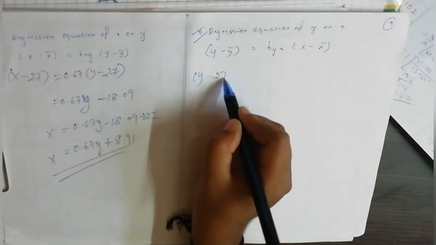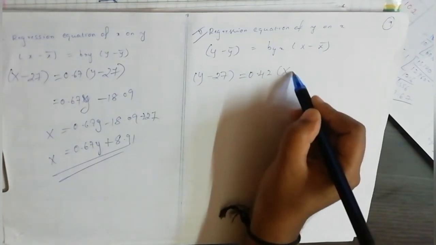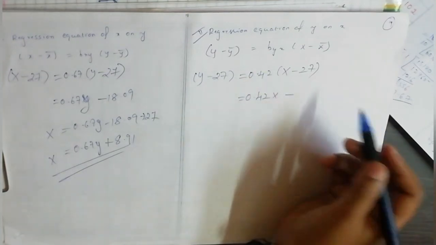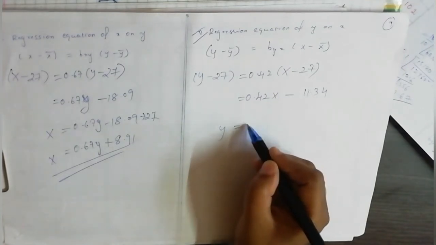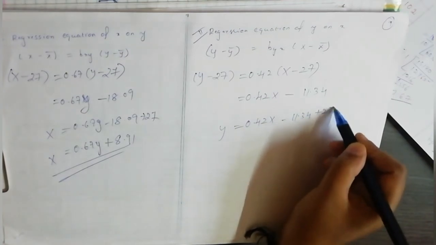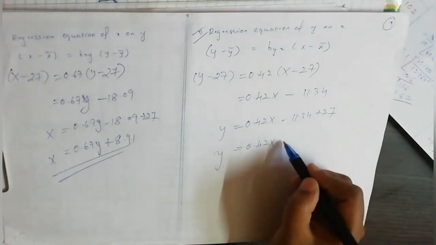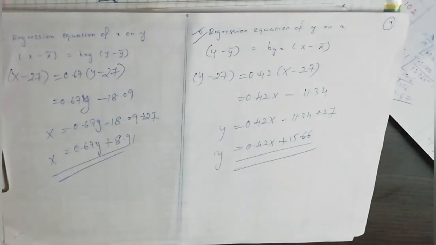Similarly, y minus 27, byx we got 0.42, x minus x bar is also 27. Open the bracket. 0.42x minus, multiply these two, we'll get 11.34. So now we'll take 27 to RHS. 0.42x minus 11.34 plus 27. So final equation is 0.42x, if we subtract, we'll get plus 15.66. So this is the answer for the third question.